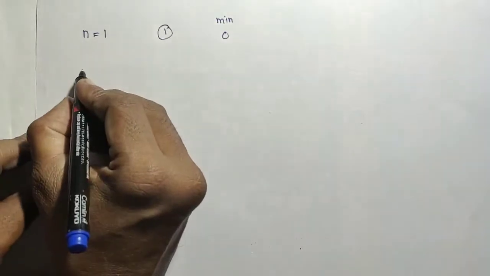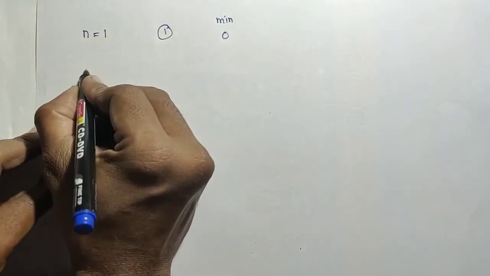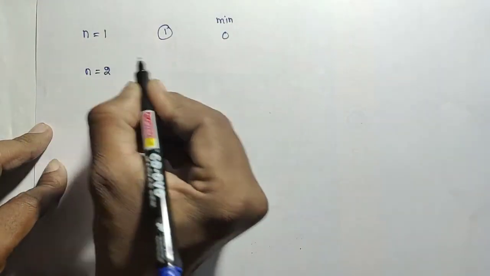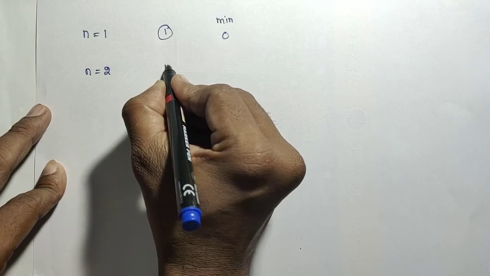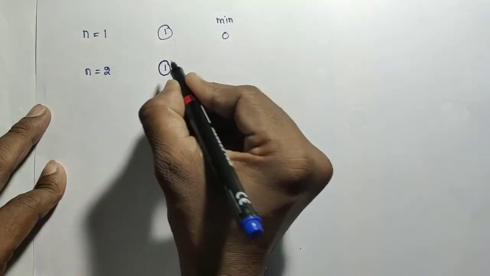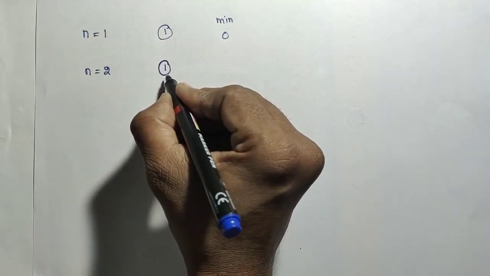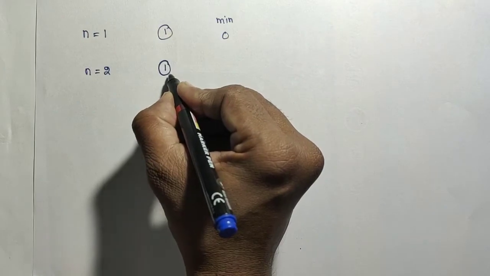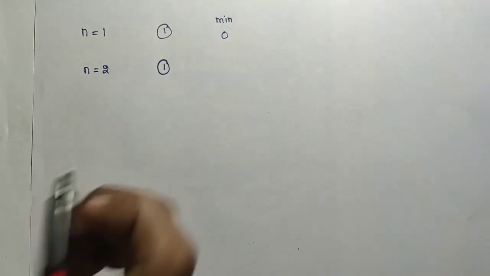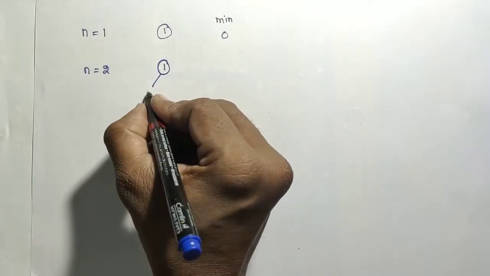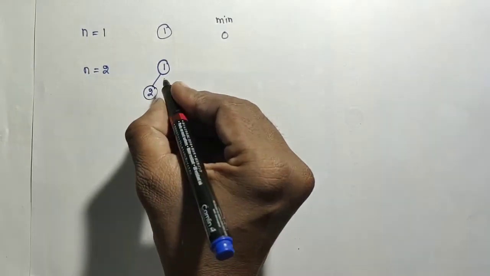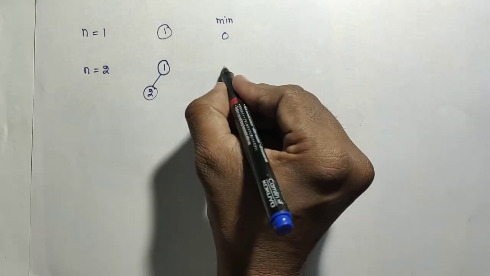So if n equals 2, 2 nodes I want to add. One node will be the root, and the second one must be the left of that root or the right of the root. Like that only we can add. So the minimum height I require is 1.